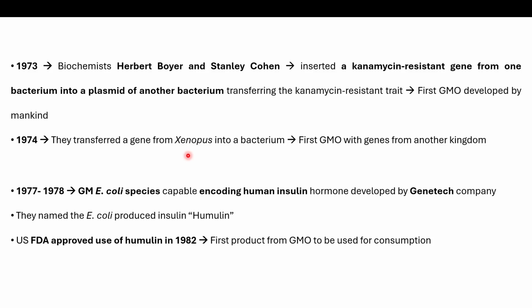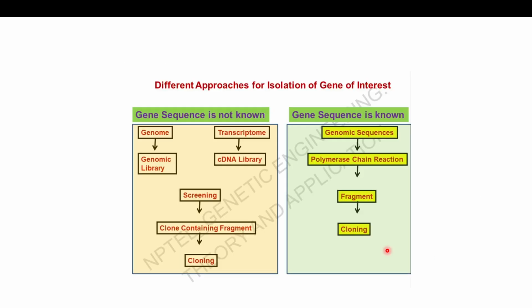Okay. And then during this time, later there was this company, Genentech, which made recombinant human insulin, modifying E. coli bacteria to produce human insulin. This was termed humulin. And then I think after around 4 to 5 years, the FDA approved the use of humulin, which was the first product from any genetically modified organism to be used for human consumption. Now, this is taken from the lecture videos only.